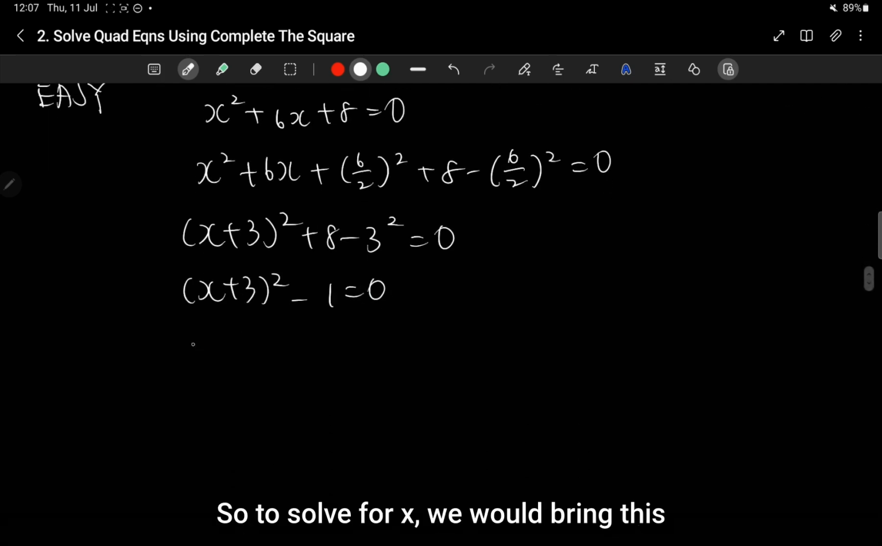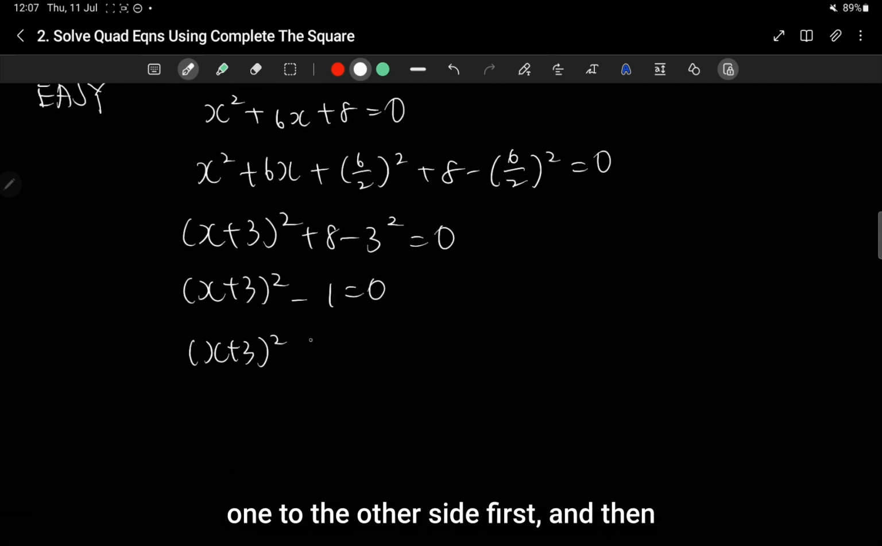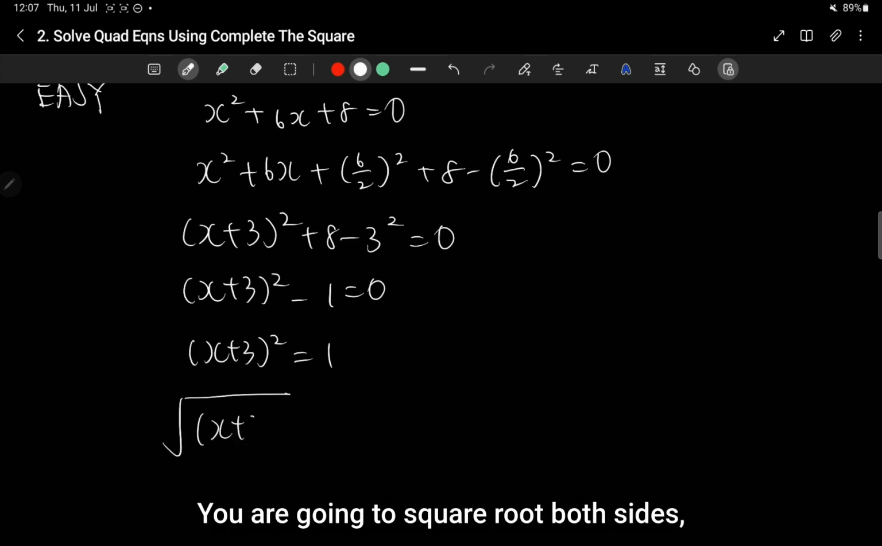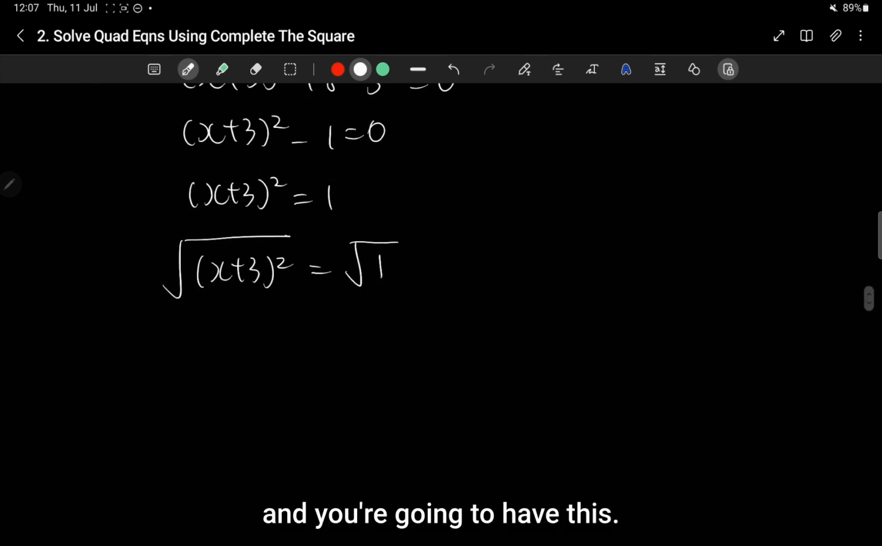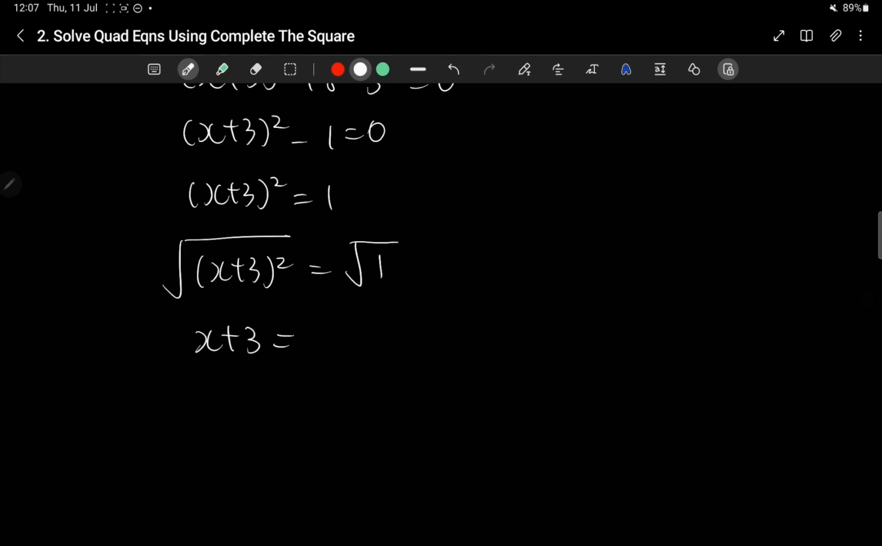So to solve for x, we would bring this 1 to the other side first. And then we would square root both sides. So I'm just going to illustrate this, right? We're going to square root both sides, and you're going to have this.